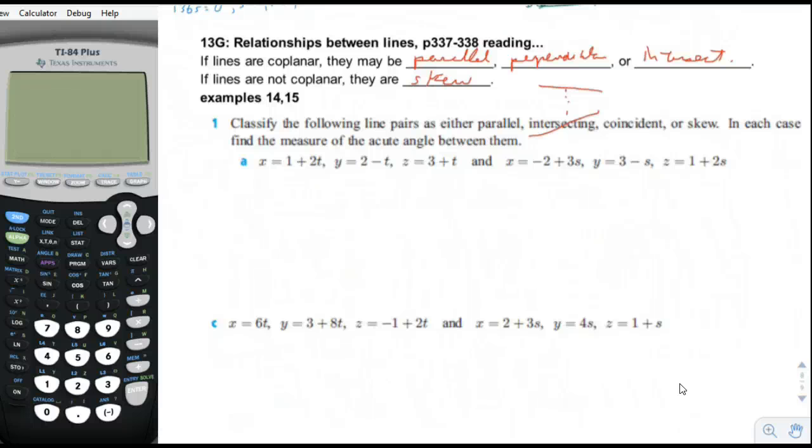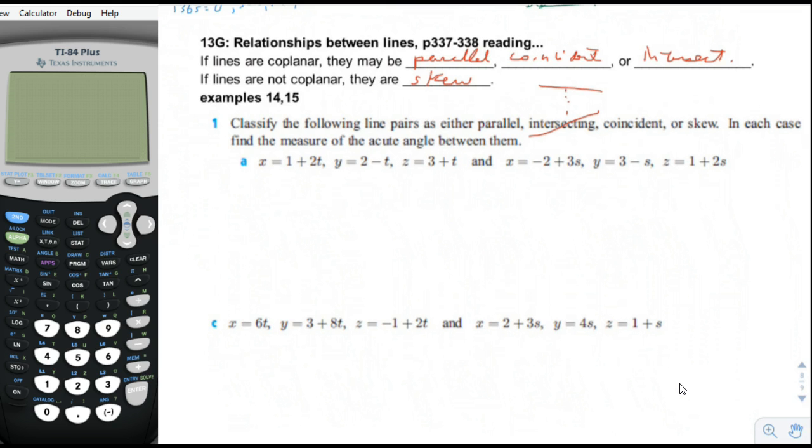Oh, I made a mistake here. This is not perpendicular, and intersecting are kind of perpendicular is a special case of intersecting. What we want here is coincident, I think. So it's either the same line, parallel, or they intersect.